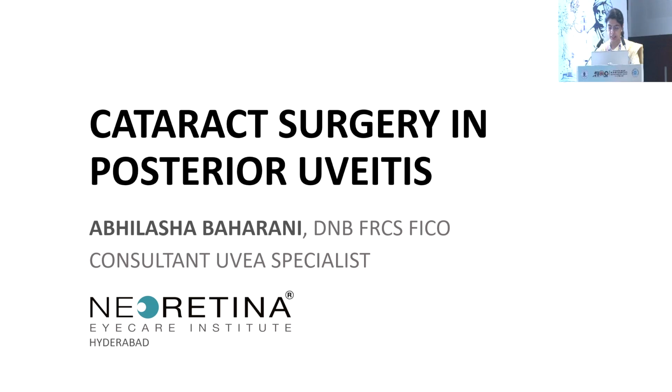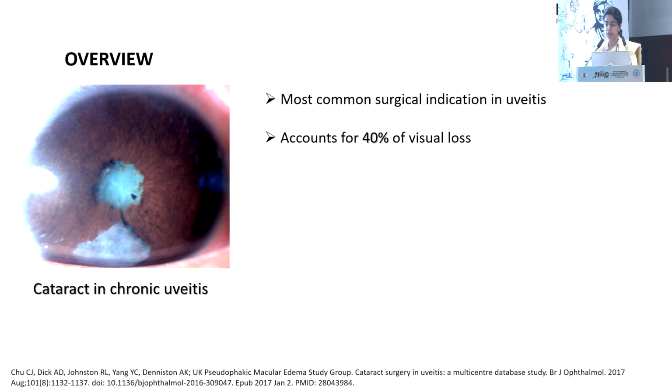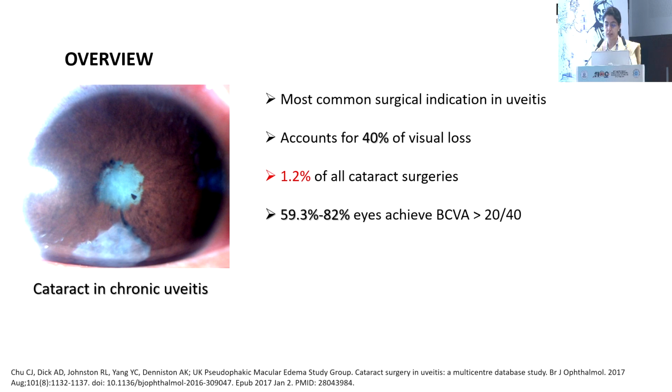I'll speak on cataract surgery in uveitis. Most of the time, this is the picture that we see. Cataract is the most common surgical indication in uveitis. It accounts for 40% of visual loss in these patients. 1.2% of all cataract surgeries are in uveitic eyes. About 60 to 80% of eyes achieve a BCVA of better than 20/40. However, post-op best corrected vision is 1 to 2 lines worse than in non-uveitic eyes.